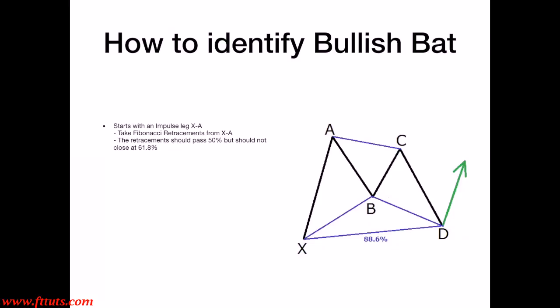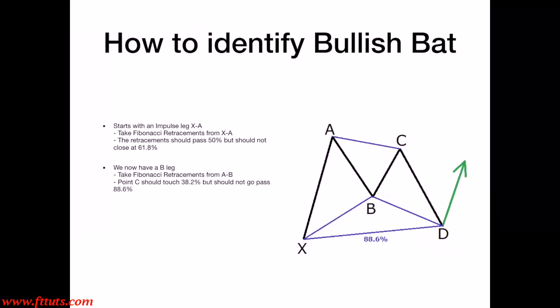Now I'll show you guys real examples too. We now have the B leg. So as long as you see the retracement passing the 50% mark but not closing below 61.8, that is the B point.